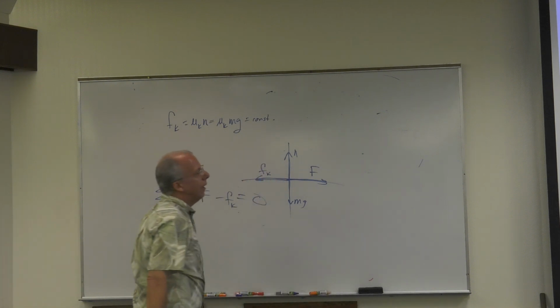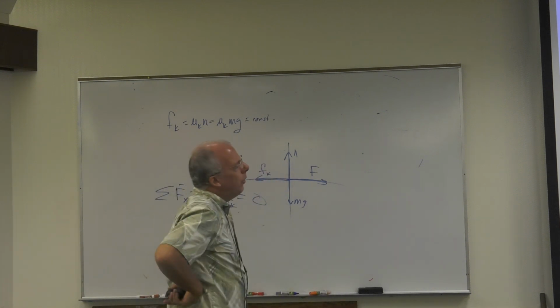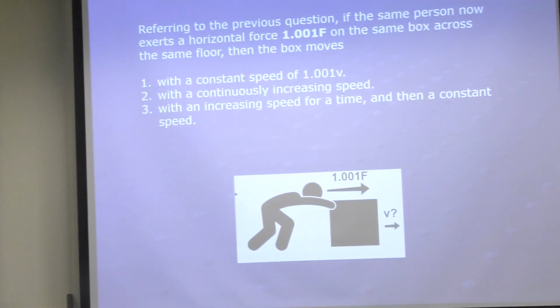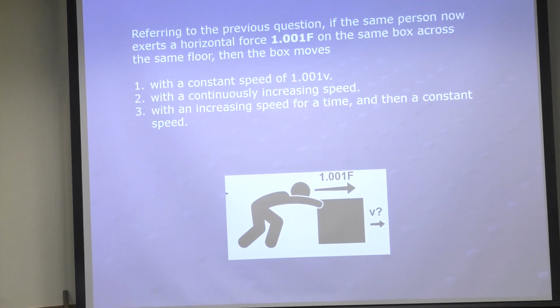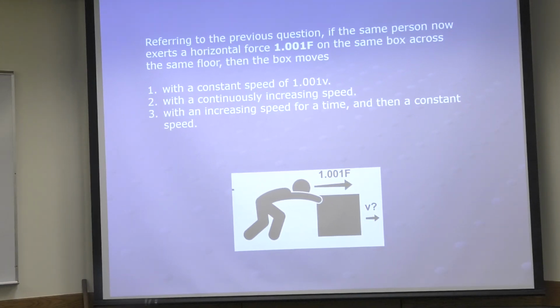Okay. All right. Referring to the previous question, if the same person now exerts a horizontal force 1.001 F, just a little bit more than before, on the same box, across the same floor, why did they say that? Because mu k is going to be the same. Then the box moves what? Okay, so pause your video and figure it out, please.